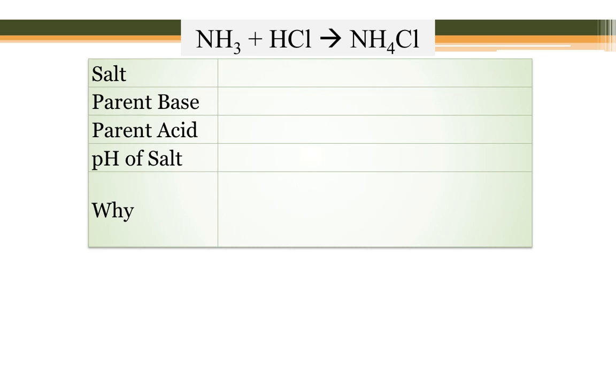So let's do one more. Here we have ammonia reacting with hydrochloric acid. Why don't you guys try this? I'll write the salt here, NH4Cl. That's the salt that's produced. Go ahead and fill in what the parent base is, what the parent acid is, and what the pH of that salt is. I'll come right back to you. If you want, press pause, do that real fast, then come back a minute or two later and hit play.